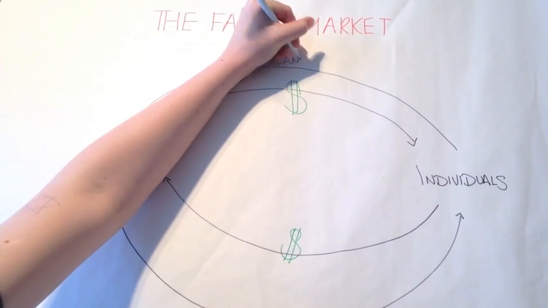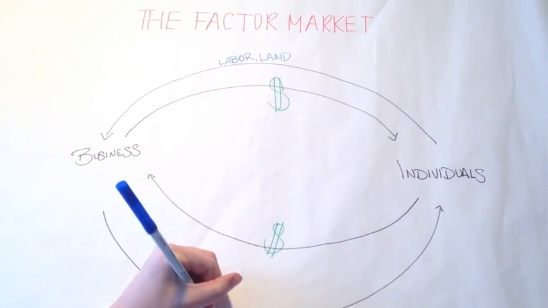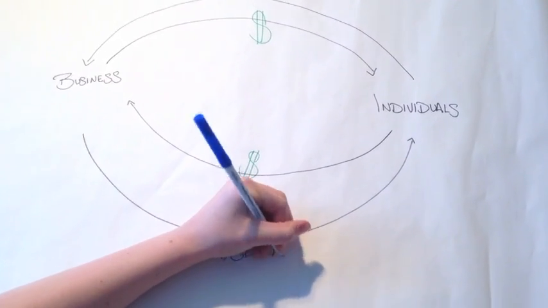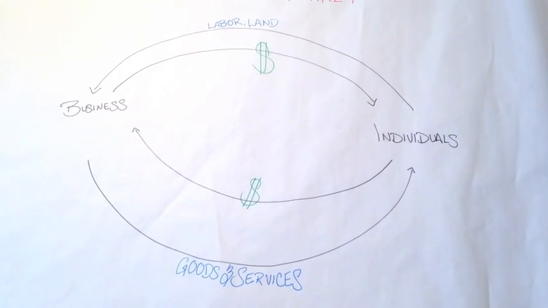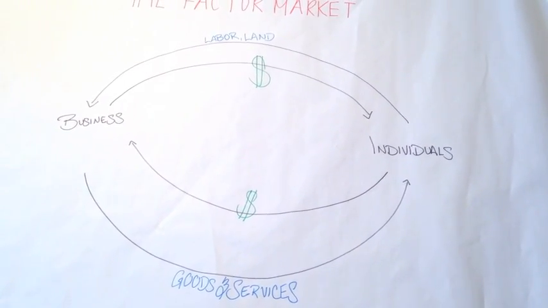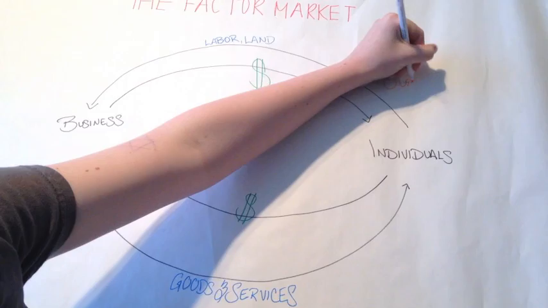In the product market, the individuals provide the money to the businesses, and in return, businesses provide goods and services. However, in the factor market, the businesses are the ones that are providing money to the individuals, which in most cases is a wage, and individuals provide their labor or their land to the businesses.